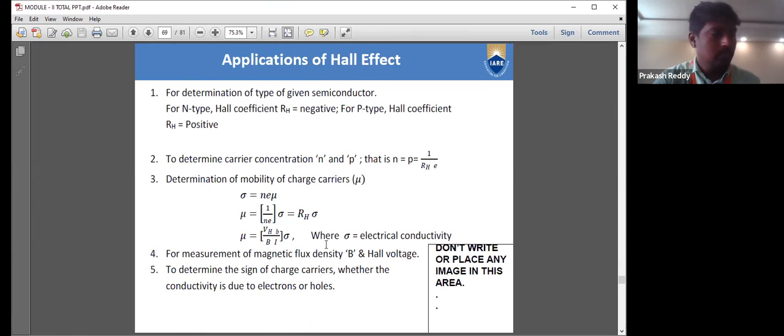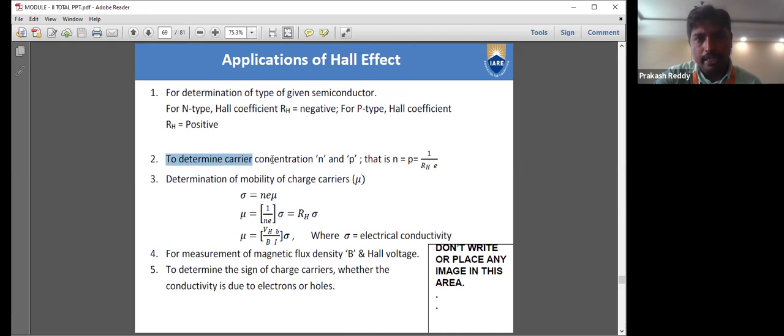So coming to the applications, I already explained the Hall coefficient. What is the use of the Hall coefficient? By getting the Hall coefficient as negative or positive, we can identify the type of material. For determination of the type of semiconductor, we use this Hall effect. We already discussed: if RH is negative, the material is N-type; if RH is positive, the material is P-type.